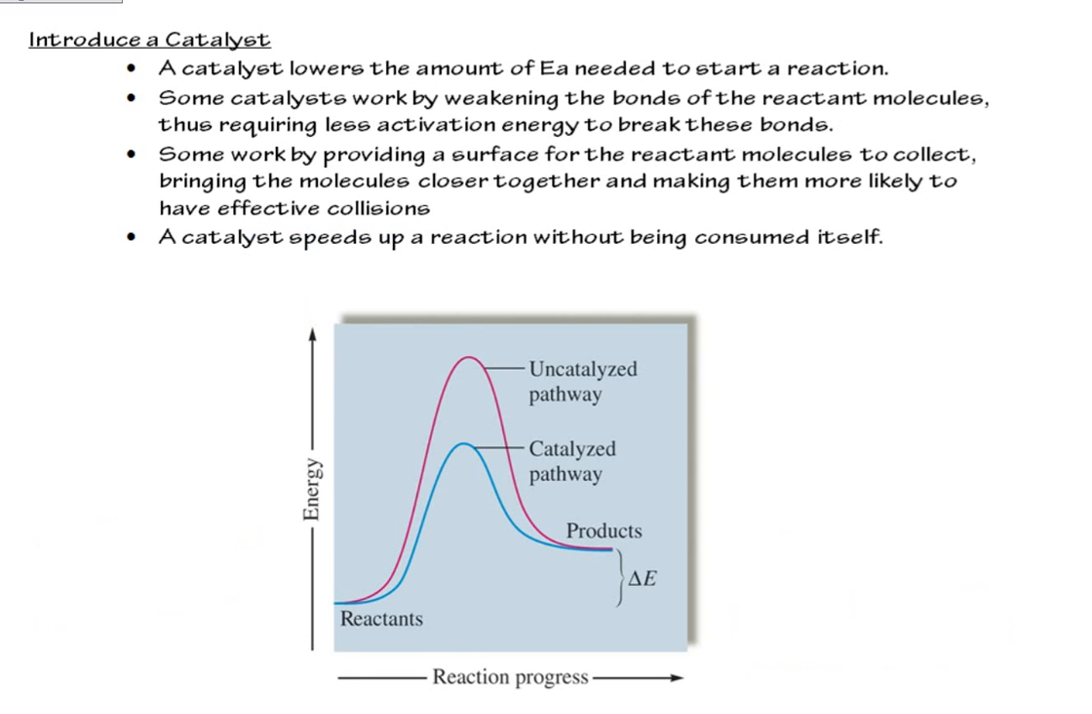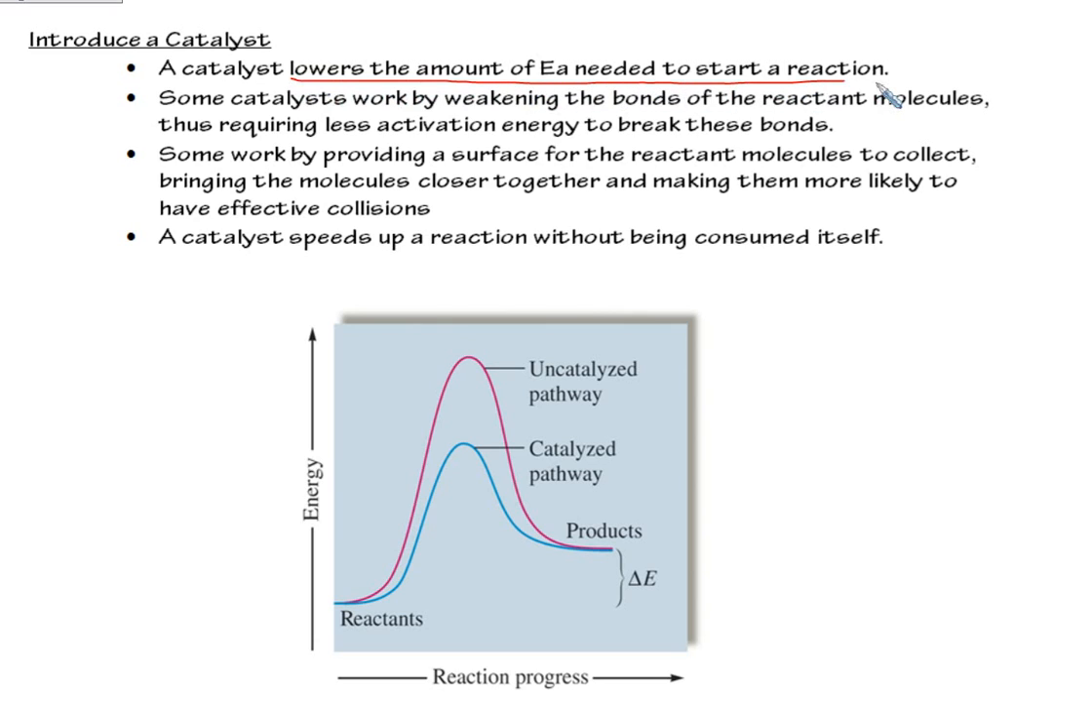And finally, another option, which you probably would have guessed as well, a catalyst. A catalyst obviously makes a reaction go faster. I think everybody knows that, but they don't always know why. A couple options. This is always true. A catalyst lowers the amount of activation energy needed to start the reaction.